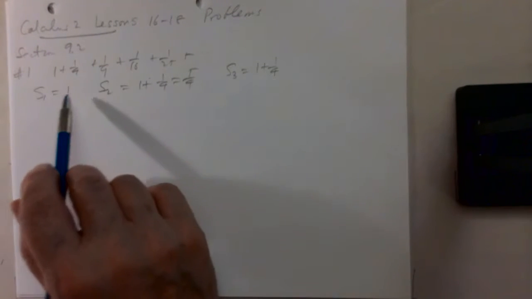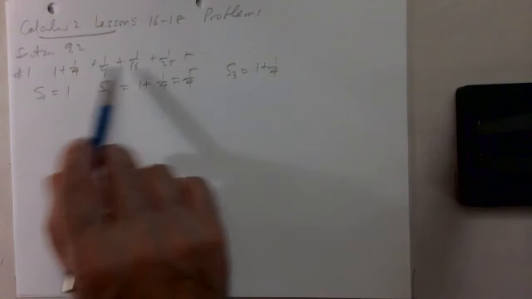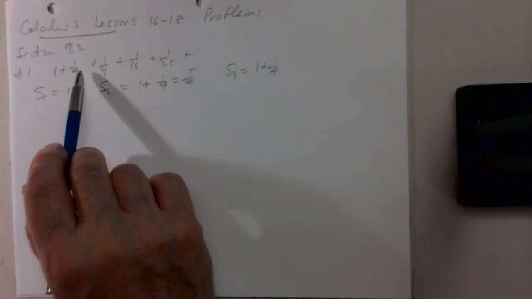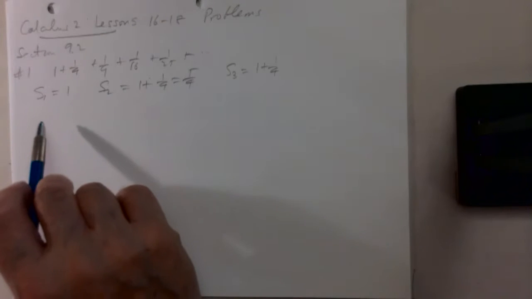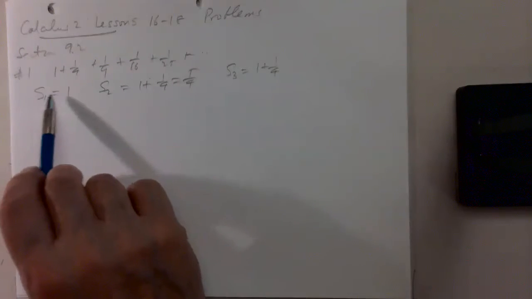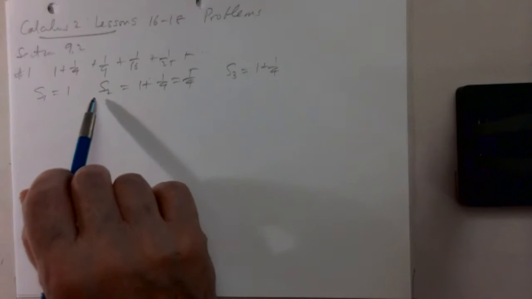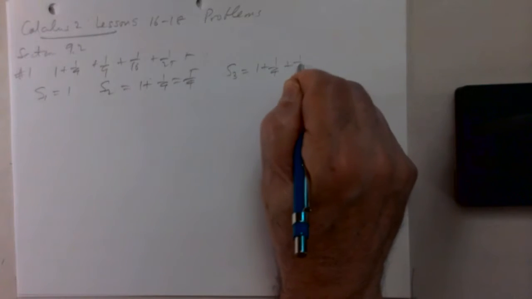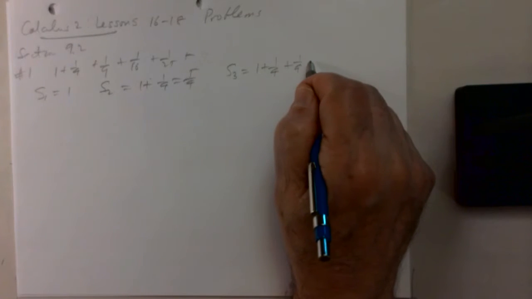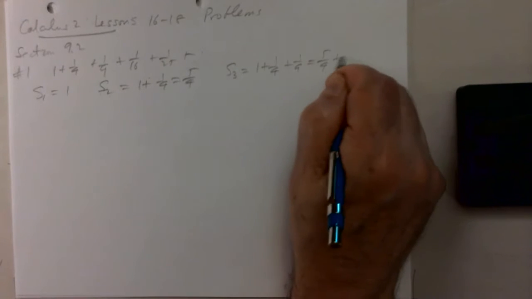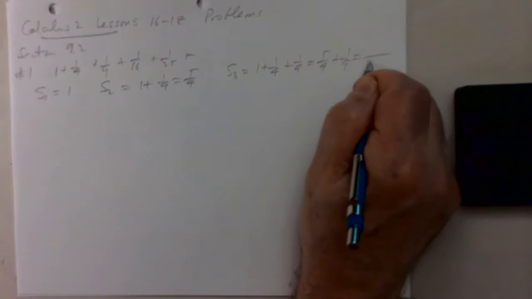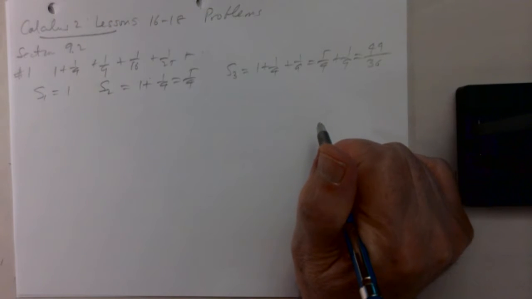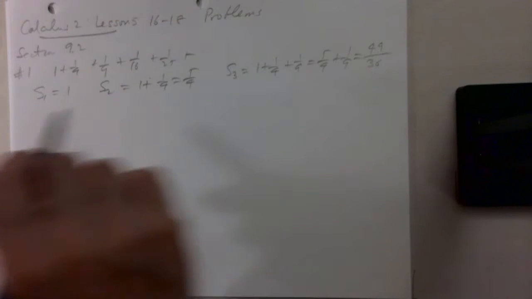So in section 9.2, we're given an infinite series that starts like this. You might recognize this is the sum of the reciprocals of the squares. So the S1 is just the first term in the series. S2 is the sum of the first 2 terms. S3 is the sum of the first 3 terms. So that's 5 fourths plus a ninth. So that's something over 36. Looks like 49 over 36 and so on.